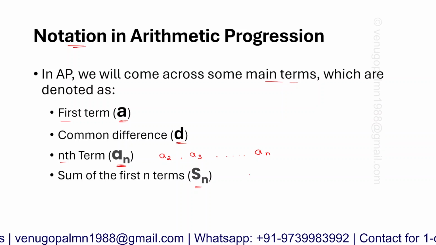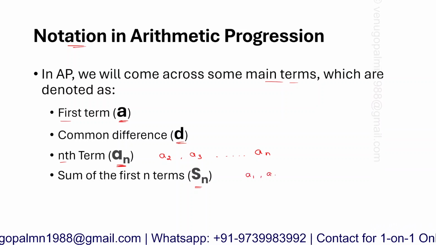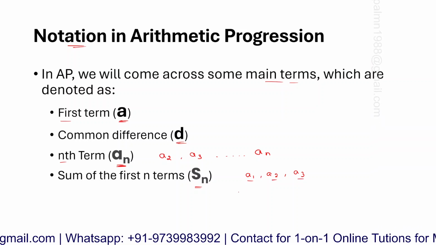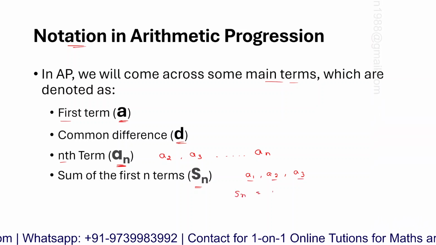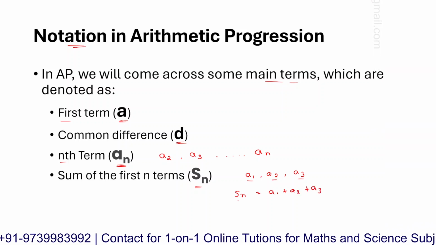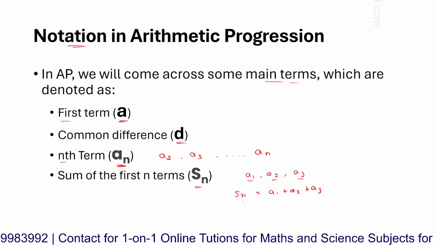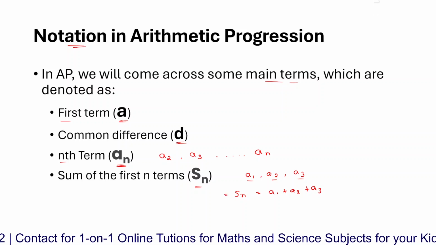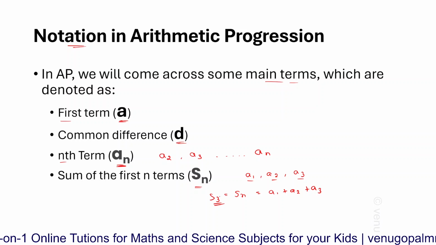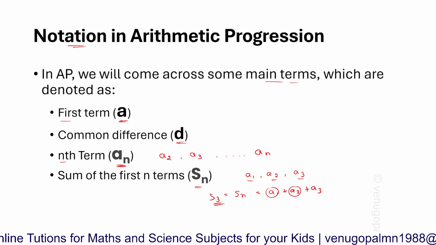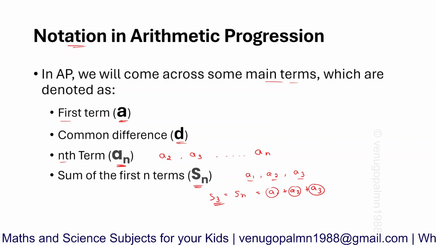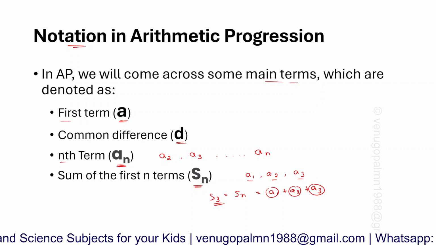For example, you have a sequence a1, a2, a3. So s of n will be the sum a1 plus a2 plus a3. This s of 3 is nothing but that, because we have only 3 terms. So s of 3 is equal to the sum of a1, a2 and a3. So this is also one of the important notations, or terms, in arithmetic progression.